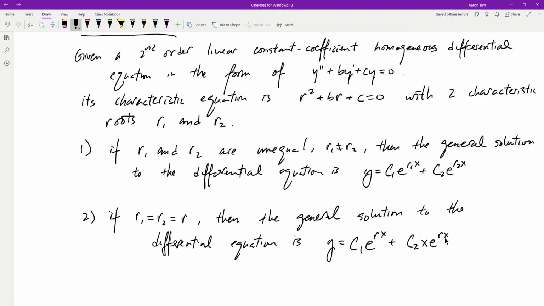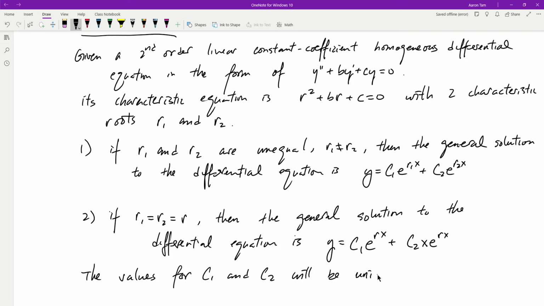The general solution to the differential equation is in this form: y equals c1 e to rx plus c2 x e to rx. Notice that because it's a second order differential equation, its dimension still has to be 2. So to generate a second term, the solution has an extra x multiplied to e to rx to form a linearly independent term to e to rx. That's very important, okay? So that is how the solution looks.